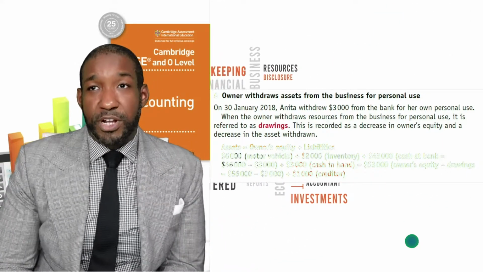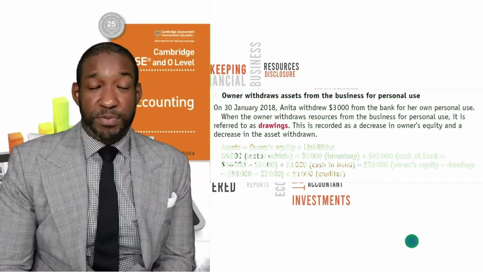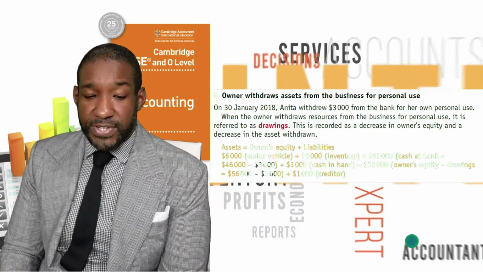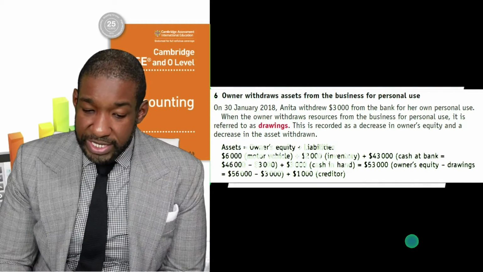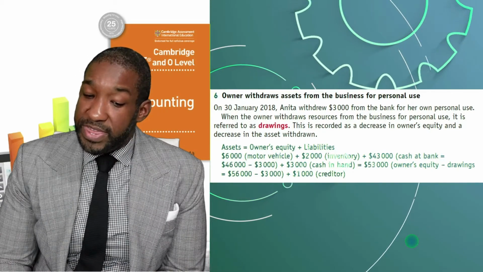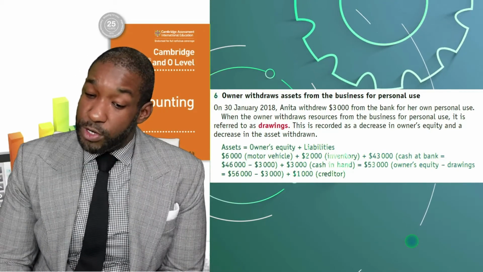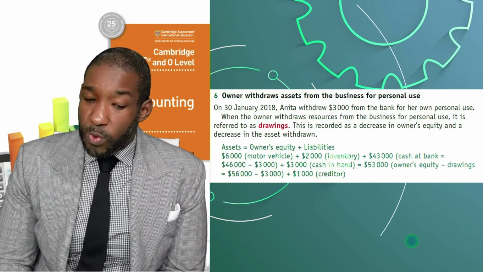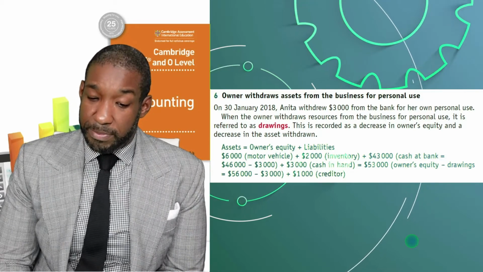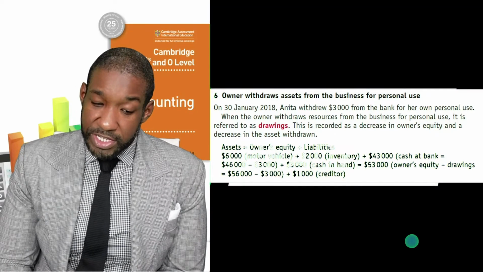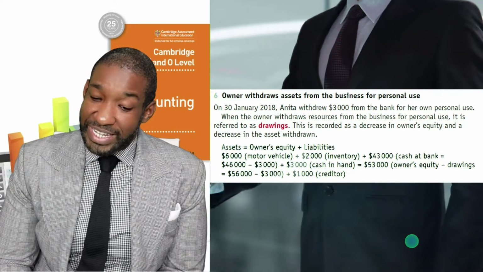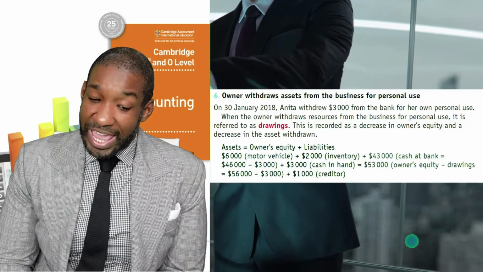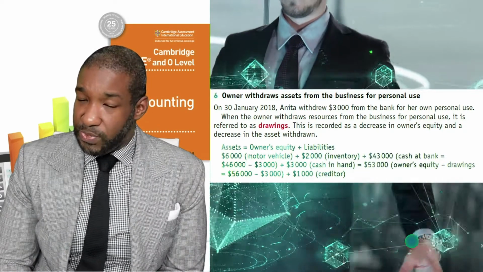You have to think about this. If you're an entrepreneur, you do have to pay yourself, which means you have to take money out of the business to pay yourself, and that's what Anita is doing. On the 30th of January 2018, Anita withdrew $3,000 from the bank for her own personal use. When the owner withdraws resources from the business for personal use, it is referred to as drawings. This is recorded as a decrease in owner's equity and a decrease in the asset withdrawn.